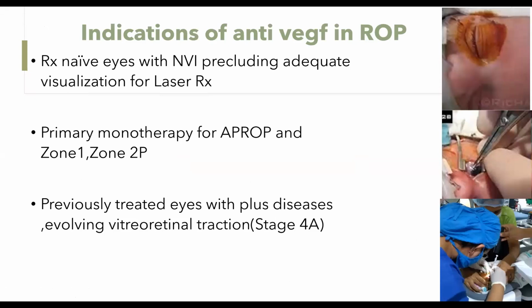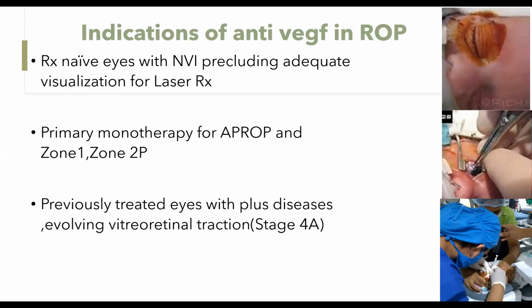Anti-VEGF injection in ROP has limited indications. One is a severe NVI. NVI is neovascularization of the iris, which will constrict the pupil and won't allow you to see inside, and you can't do the laser in such a baby. In such cases, where you have a very fulminant NVI, you need to give the injection so that you get a view inside. Second is as a monotherapy for APROP cases, or right now we also give the injection to babies who have stage 3 in zone 2 posterior.